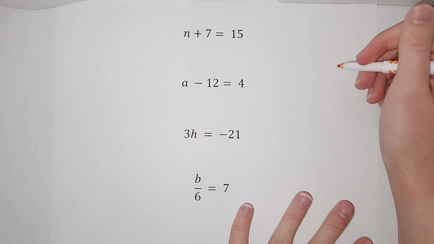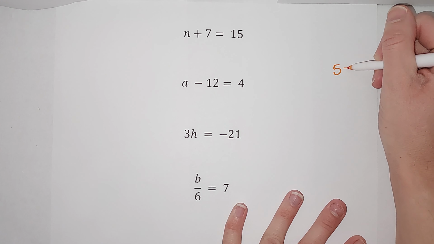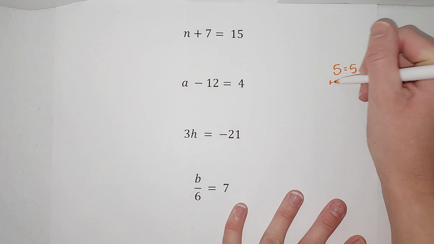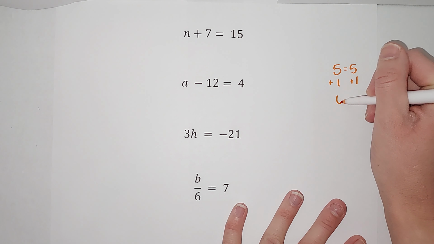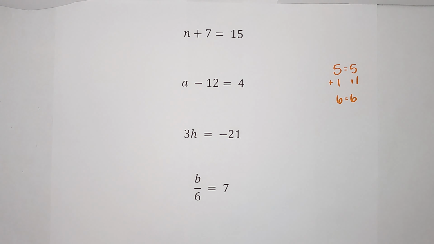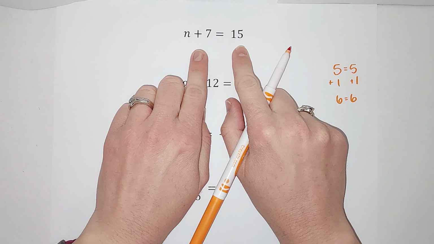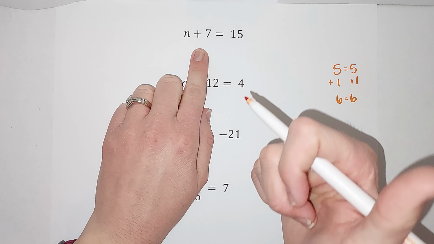Okay, so basically, if I had 5 equals 5, right? If I add 1 to both sides, I get 6 equals 6, which is still true, right? So that's the whole thing we're working on. As long as we do it to both sides, we're good, okay?